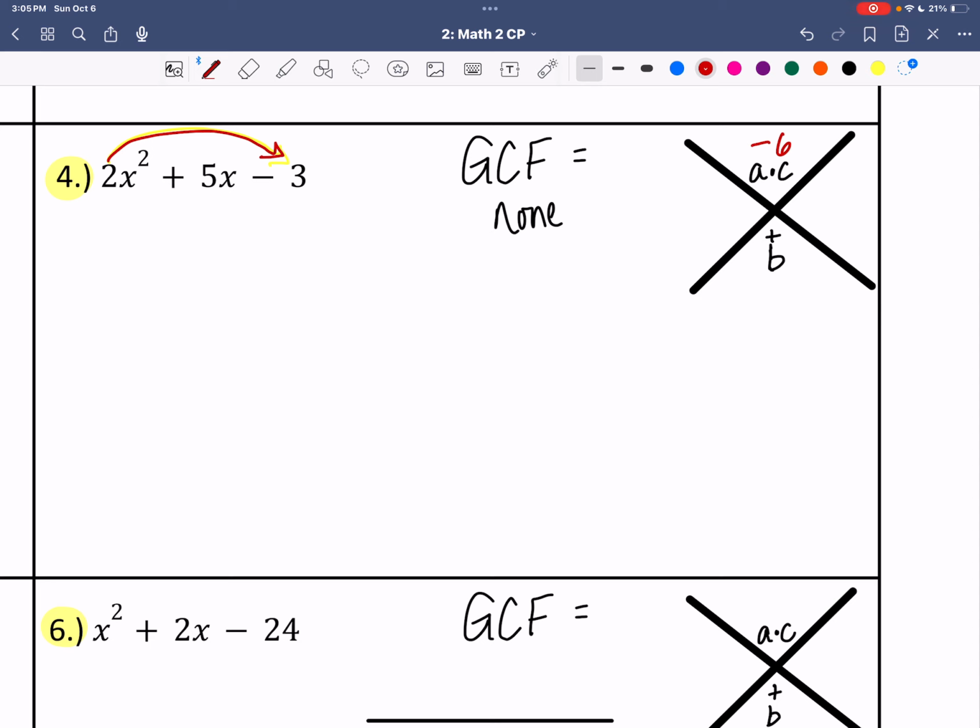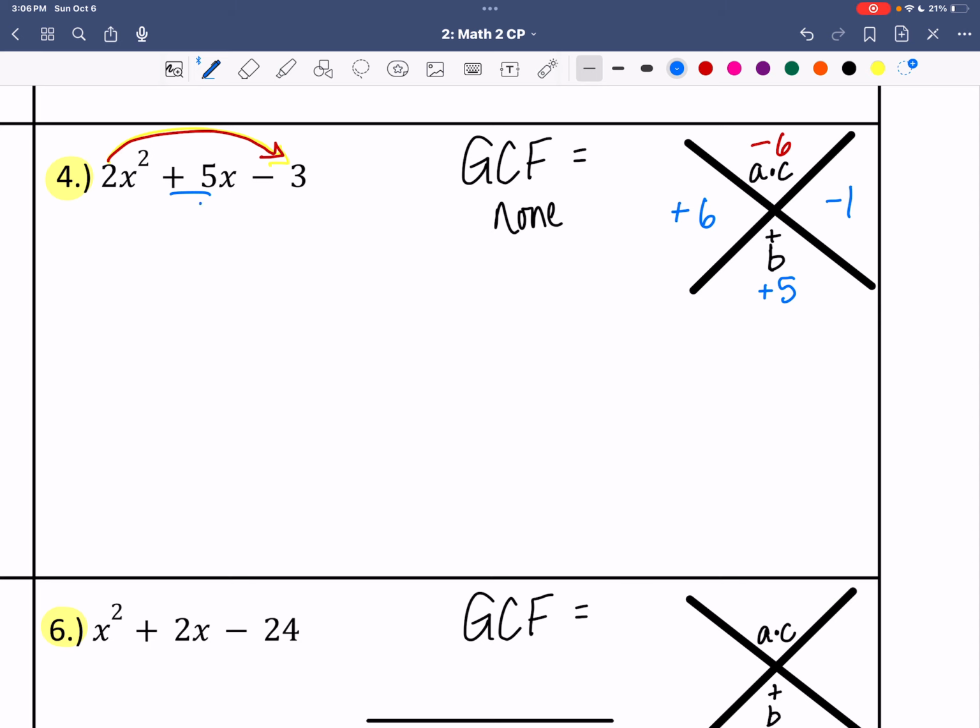All right, and then b, we said you just have to add. So it needs to get to positive 5. And now I need to think, what two numbers can I do negative 6 and positive 5? In that case, it would be 6 and negative 1. Because if you were to go here, positive 6 and negative 1 will give you 5. So I'm going to go positive 6, negative 1. So these would be your two factors.